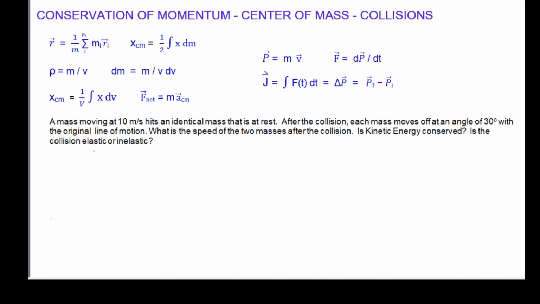So, diagramming this, we have a mass m moving at 10 meters per second, and it hits another mass m at rest, and both masses bounce after the collision at an angle of 30 degrees. And we want to know what is the speed of the two masses after the collision.